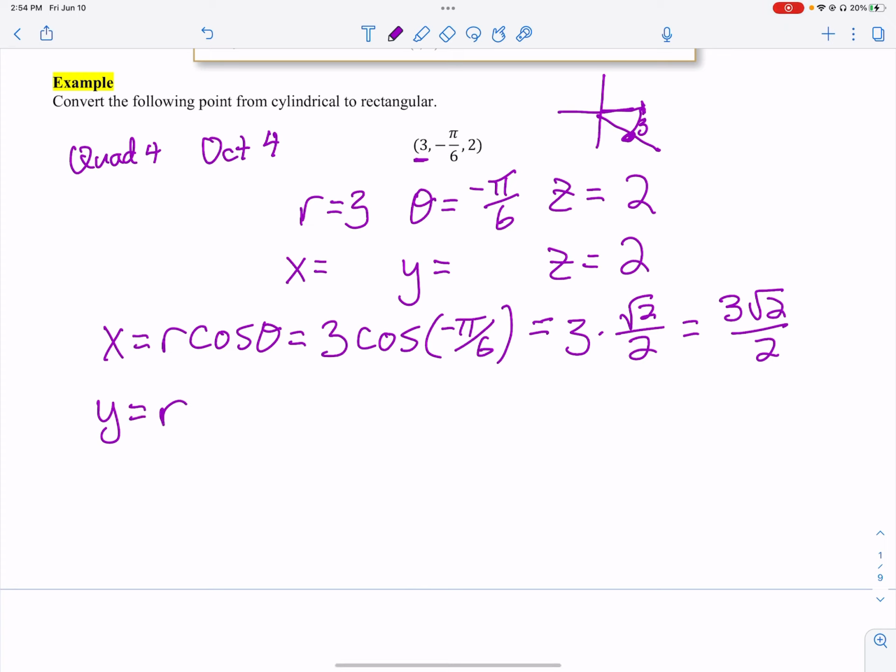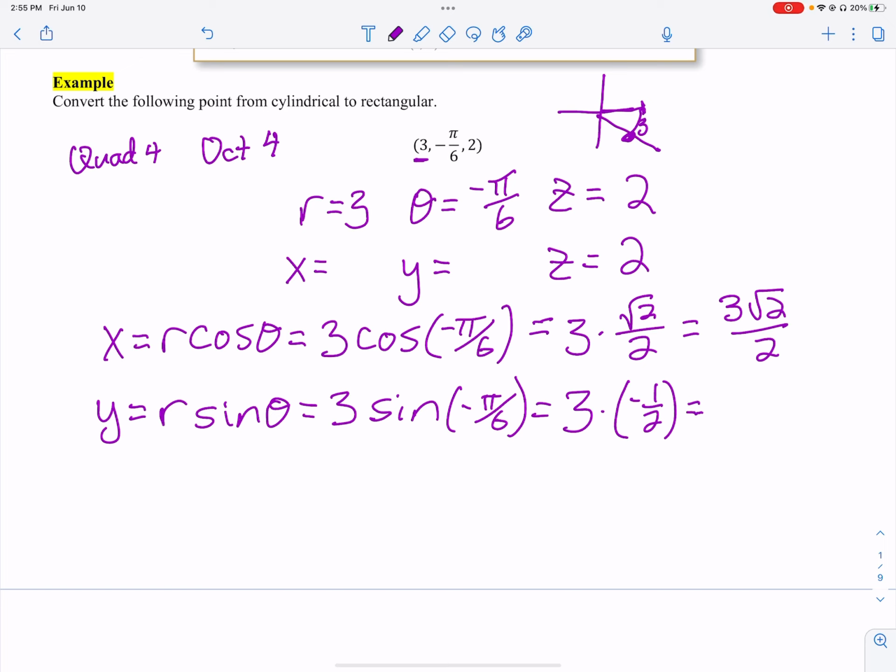Y is r sine theta, which is 3 sine negative pi over 6. This rotates down again. And it's a small triangle. Sine is my y value, so that tells me it goes down. It's negative 1/2. So my y value is negative 3 over 2. There we go. So the point is 3 radical 2 over 2 for x, negative 3 over 2 for y, and then I'm going to write my answer.